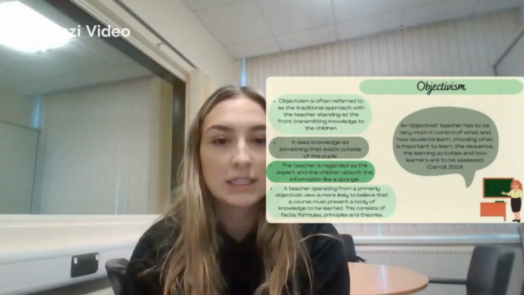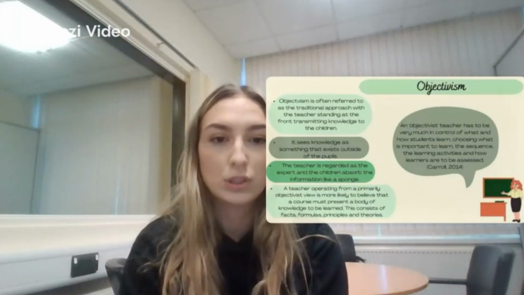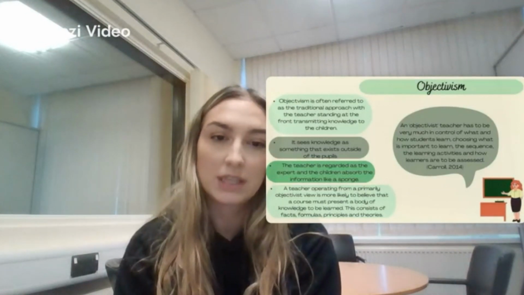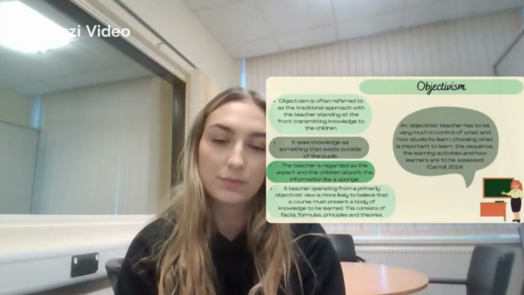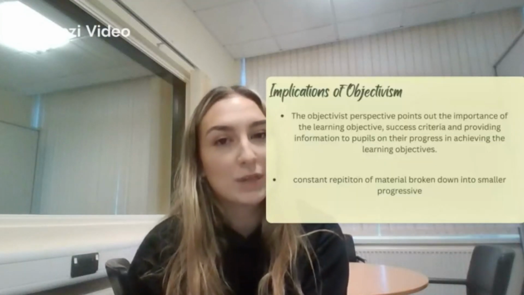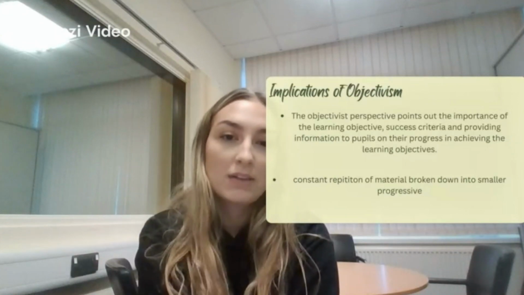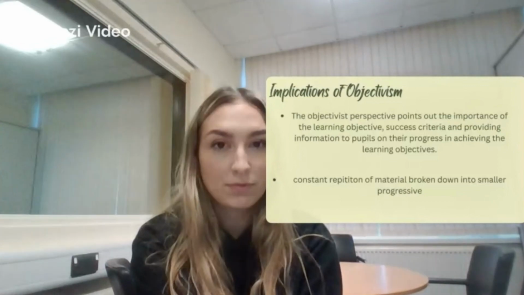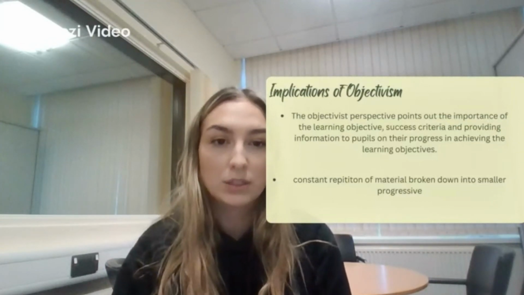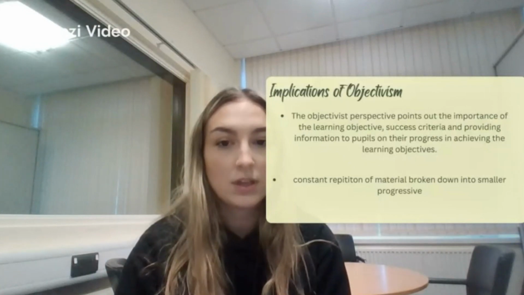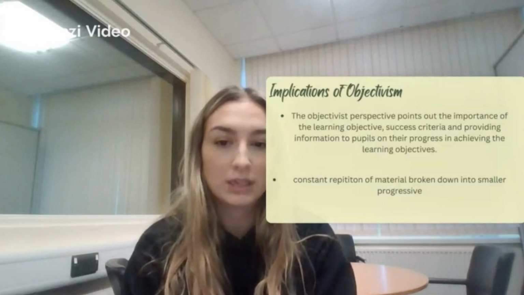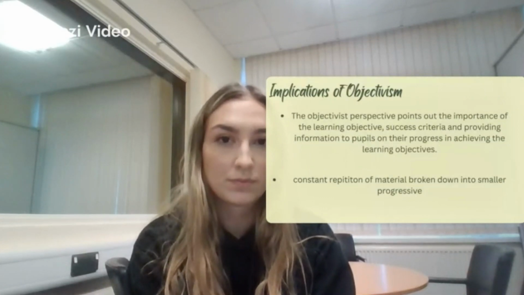Carroll 2014 states that an objectivist teacher has to be very much in control of what and how students learn, choosing what is important to learn and the sequence of the learning activities and how learners are to be assessed. The implications of objectivism is that the objective perspective points out the importance of the learning objective, success criteria, and providing information to the pupils on their progress in achieving the learning objectives. It also has constant repetition of material broken down into smaller, progressive pieces of information.